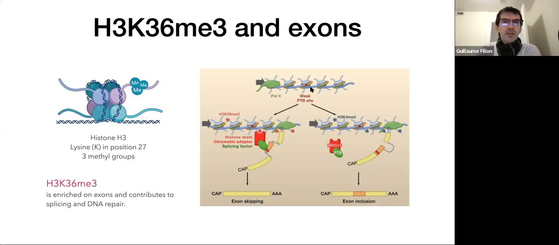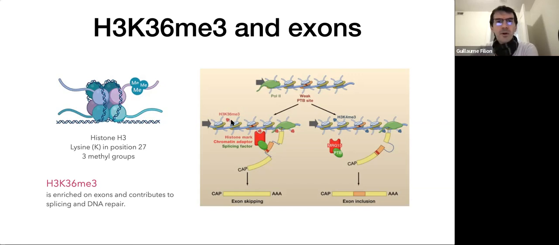So you have this site here, which is indicated as a weak PTB site. PTB is a protein that's important for splicing, the polypyrimidine tract binding protein. The site here is quite weak, which means that it will normally not lead to splicing. The splicing will just be skipped in that case. And so you have two possibilities.